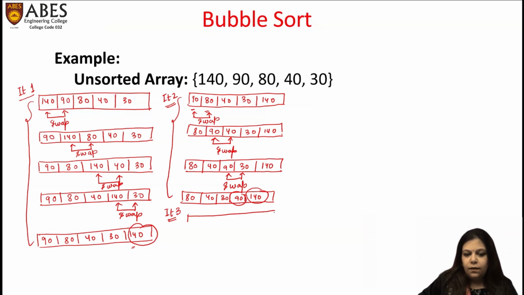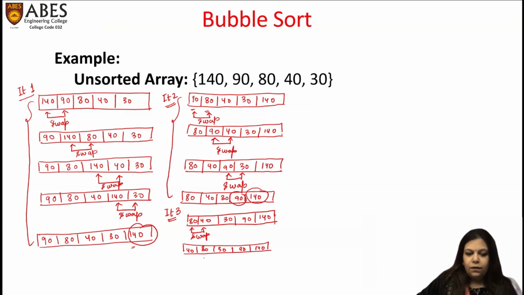As you can see that the state of the array was 80, 40, 30, 90, and 140, in which 90 and 140 have got their appropriate positions. Again, we will start by comparing the first two elements. Now, as 80 is greater than 40, we have to swap these two elements. And after swapping, we will get the state of the array as 40, 80, 30, 90, and 140.